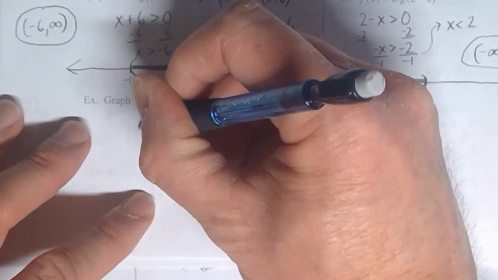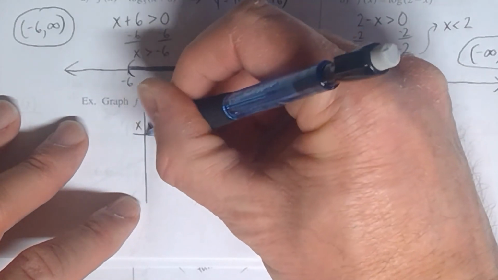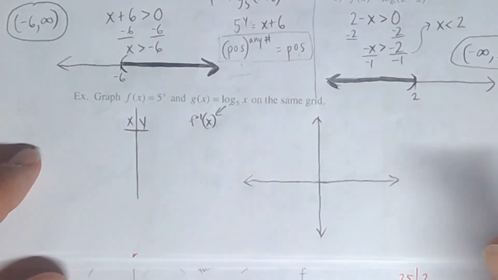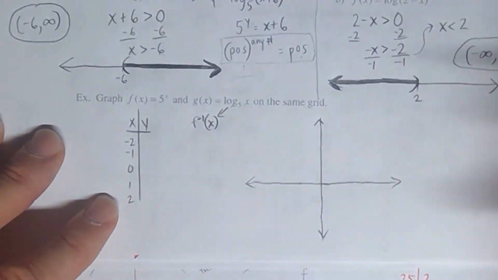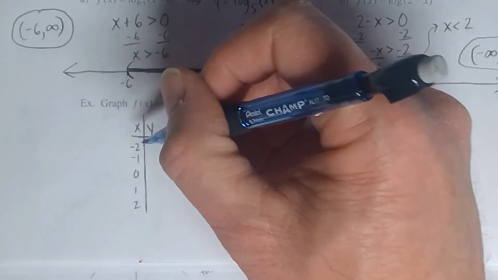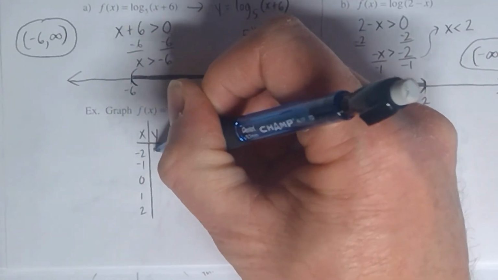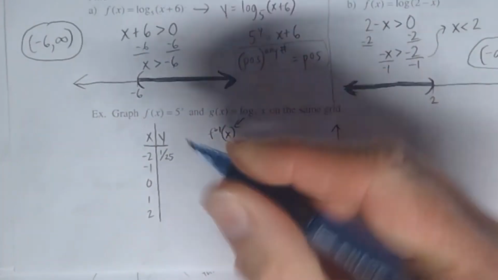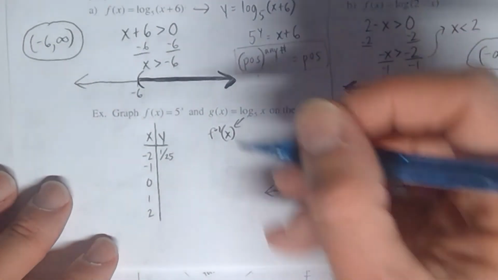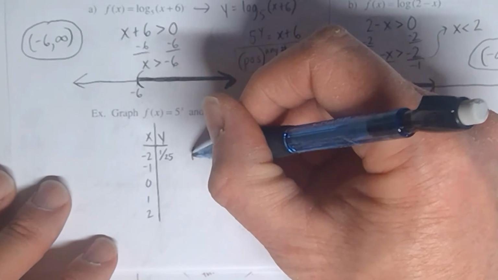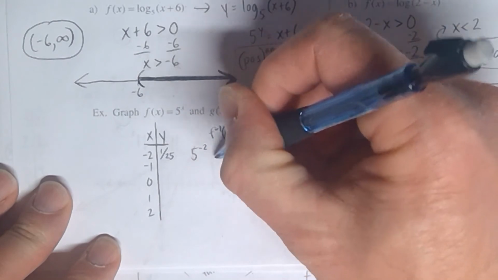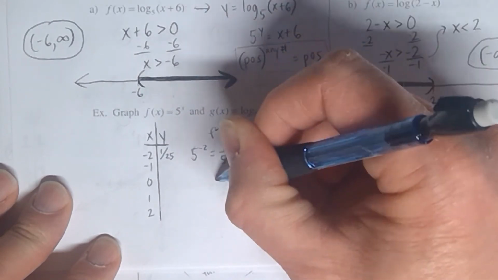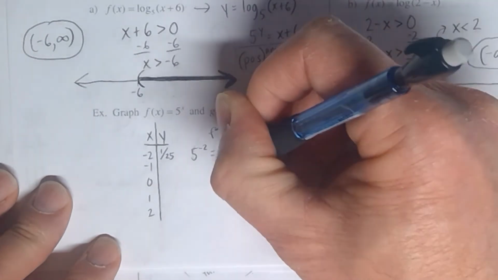So how do we graph 5 to the x? As we did in section 9.1, we do -2, -1, 0, 1, and 2, and then we plug each one of those numbers into the x. All right, we get what? 5 to the -2. 5 to the -2 is equal to 1 over 5 squared, and that's where 1 over 25 comes from. If you want to write that down, you can, again, just for practice. You don't have to. 5 to the -2 is 1 over 5 squared, 1 over 25. All right, there it is.